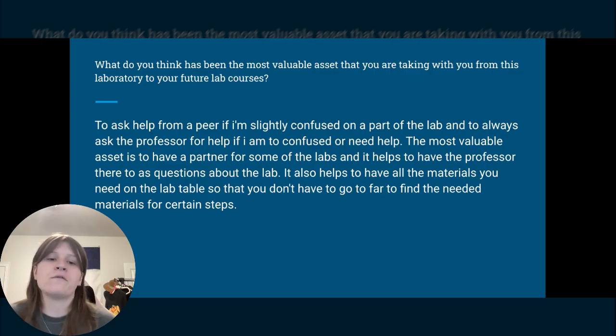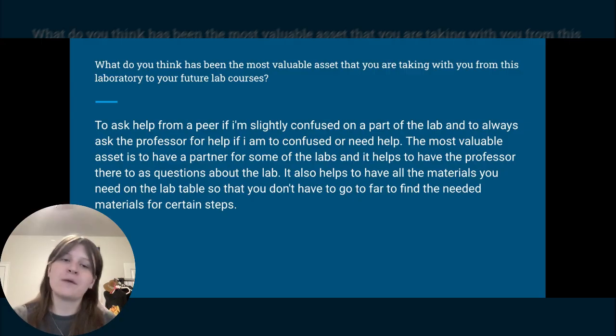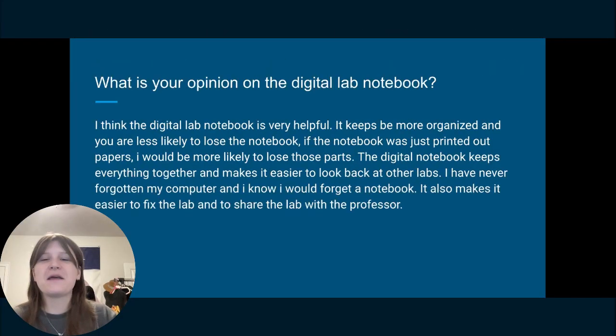It also helps to have all the materials you need on the lab table so that you don't have to go far to find the needed materials for certain steps, because certain steps you have to be watching your materials and your chemicals to make sure it's doing the thing it's supposed to be doing.